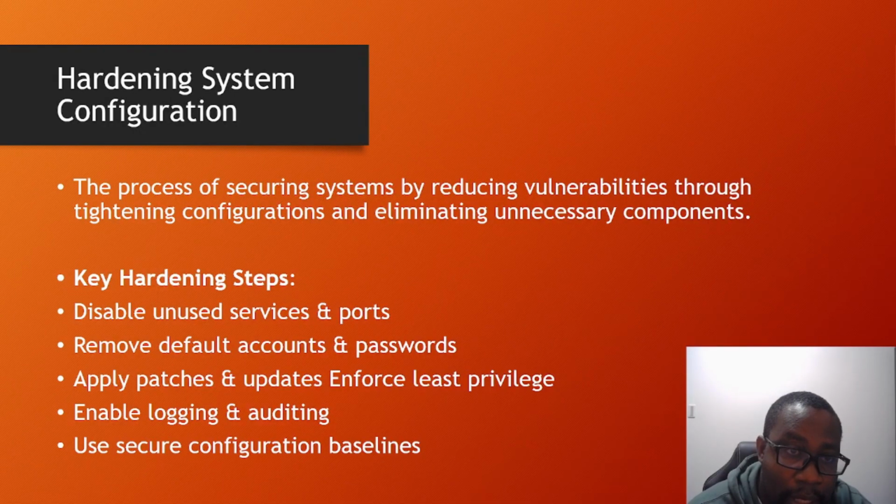So the first thing that we're going to talk about when it comes to secure endpoint management is hardening system configuration. Hardening system configuration is the process of securing systems by reducing vulnerabilities through tightening configurations and eliminating unnecessary components. The key steps in hardening system configuration are disabling unused services and ports, removing default accounts and passwords, applying patches and updates, enforcing least privilege, enabling logging and auditing, and using secure configuration baselines.